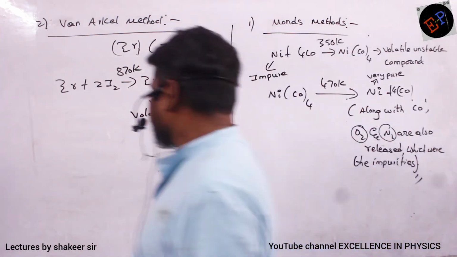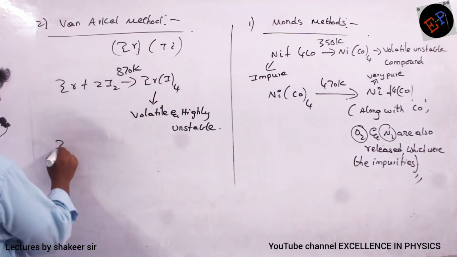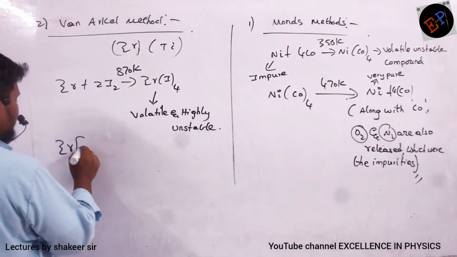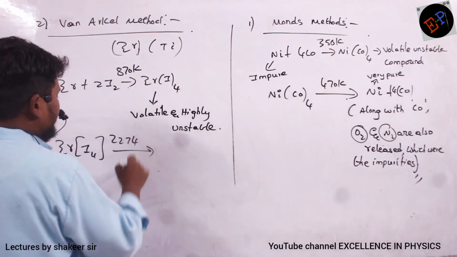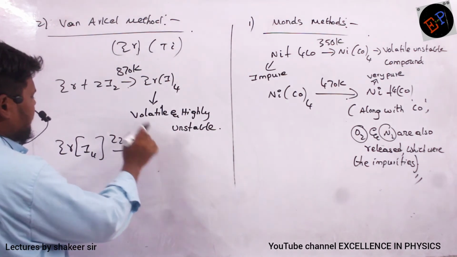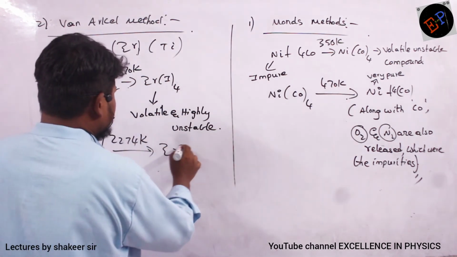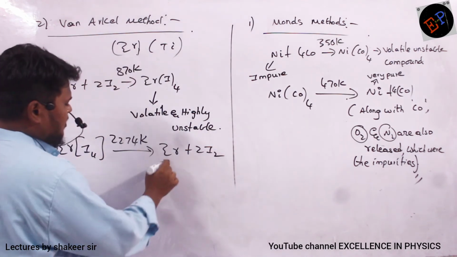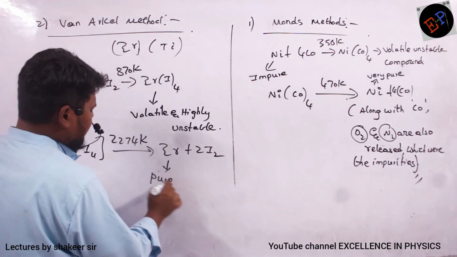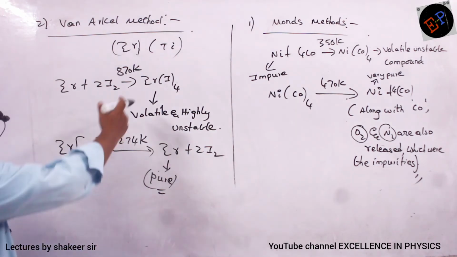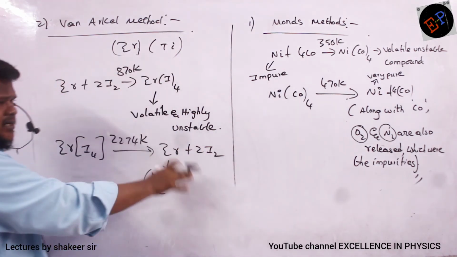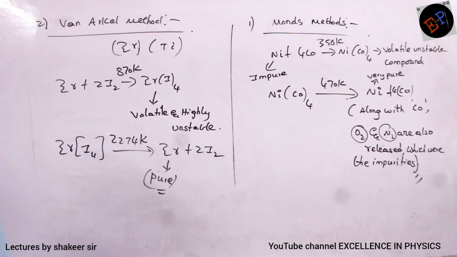Is it clear? Then I take this volatile and unstable compound and again start heating it at a temperature of 2274 Kelvin. Then it disintegrates into zirconium and 2I2. And in this process, the zirconium obtained is very pure. Now the same concept you can write with titanium also. Same reaction you can write with titanium also.